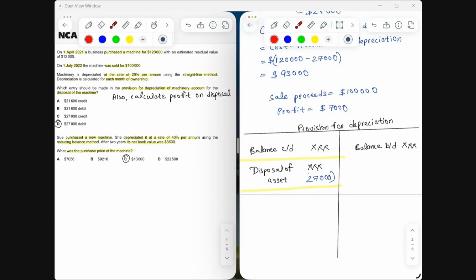Therefore, the correct option to select for the first question that we have just solved is option D, which is $27,000 debit. And also we have already calculated the profit on disposal of $7,000.